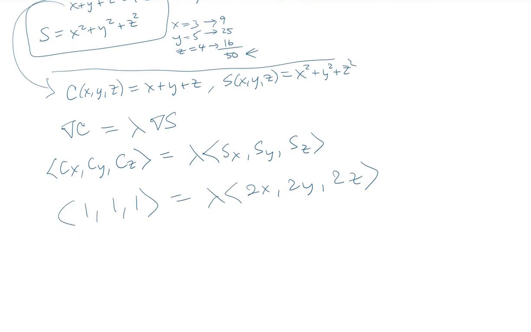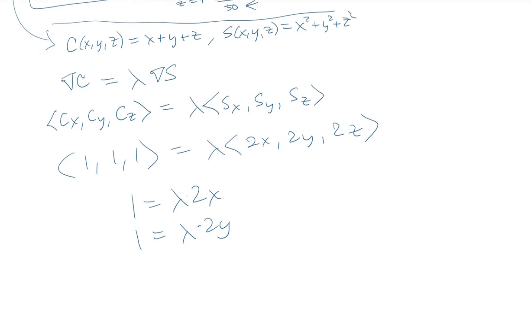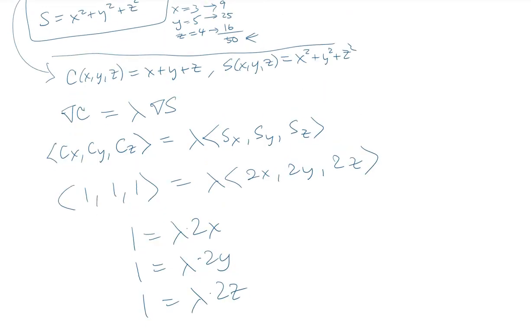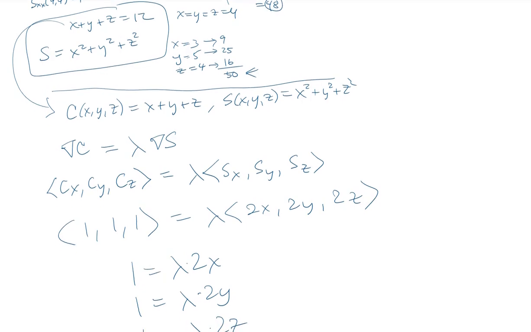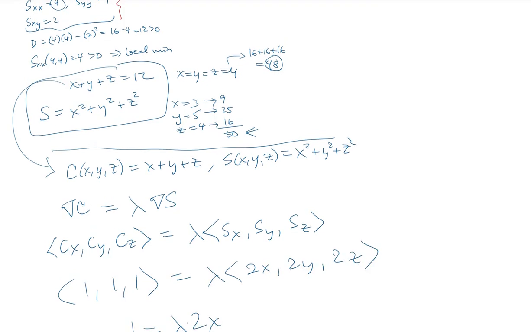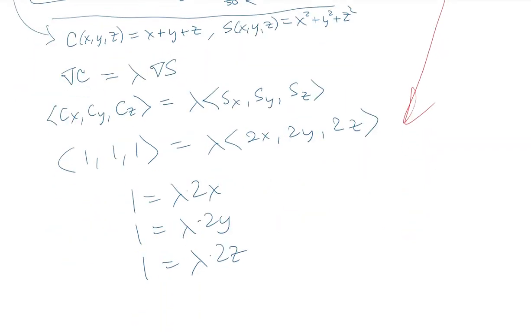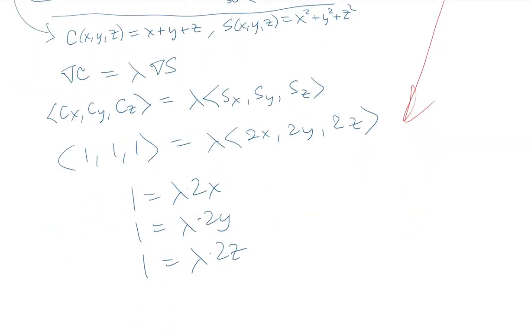So I get 1 equals lambda times 2x. I get 1 equals lambda times 2y, and I get 1 equals lambda times 2z. I'd solve these along with the constraint, which is x plus y plus z is 12. This up here. So pull this down. So I also have x plus y plus z equals 12.